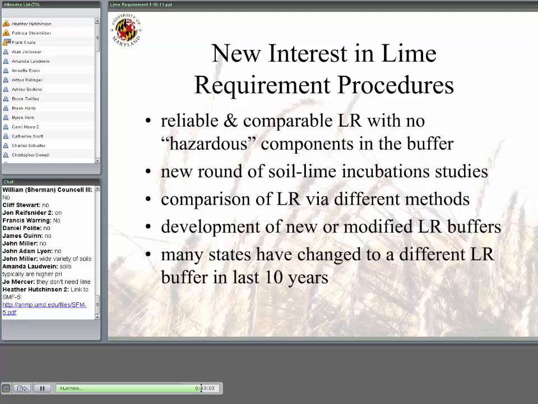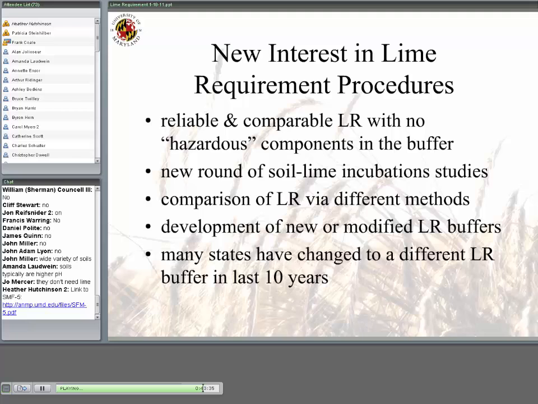You know, when you're a fairly borderline operation in terms of profitability, and all of a sudden you have a $100,000 a year bill for your hazardous waste disposal, you're gonna do something about it. So it led to a new round of soil lime incubation studies, to ground truth the changes people were envisioning. It led to a number of states comparing the method they had been using that had a hazardous material in it to a different method that didn't. It led to development of new and modified lime requirement buffers.